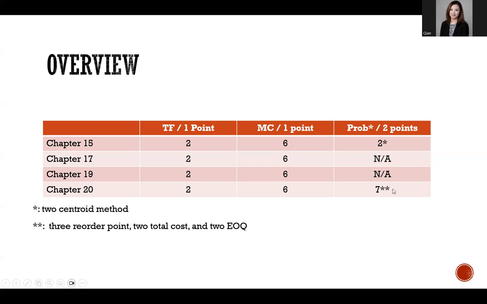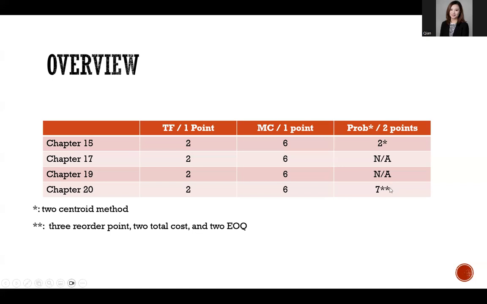For the 7 problems in chapter 20, 3 of them will come from the reorder point, 2 of them from the total cost, and 2 of them from the EOQ. Once you learn chapter 20, if you figure out how to do the homework for chapter 20, you will be fine with all the problems here.